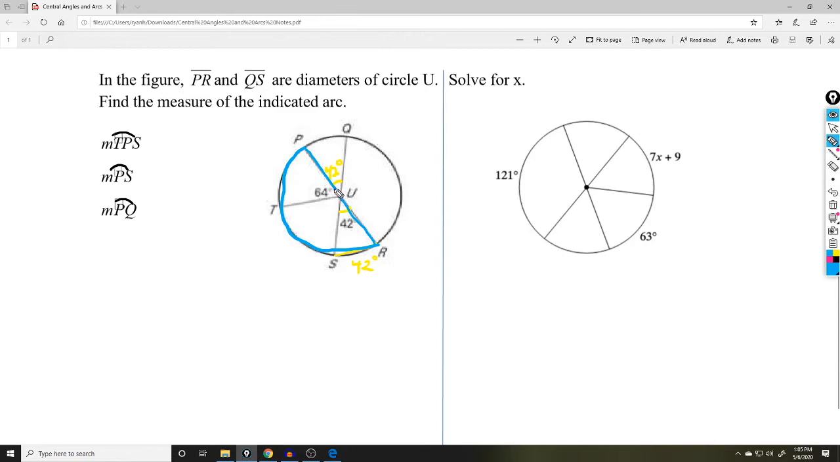And hopefully that makes sense, because this would be a straight line. The straight line would measure 180 degrees. So this entire arc should total to 180. Well, I've got 64 here, and I've got 42 here. So to get the rest of the way, we're going to say that the 64 and 42 and this other arc T to S that we don't know, this is what we're trying to find, has to total 180 degrees.